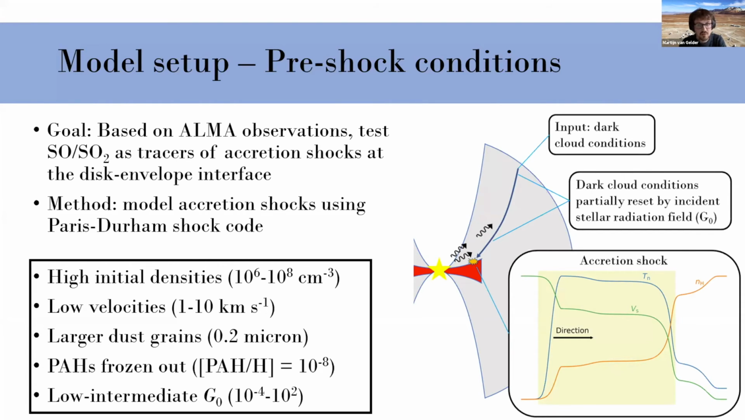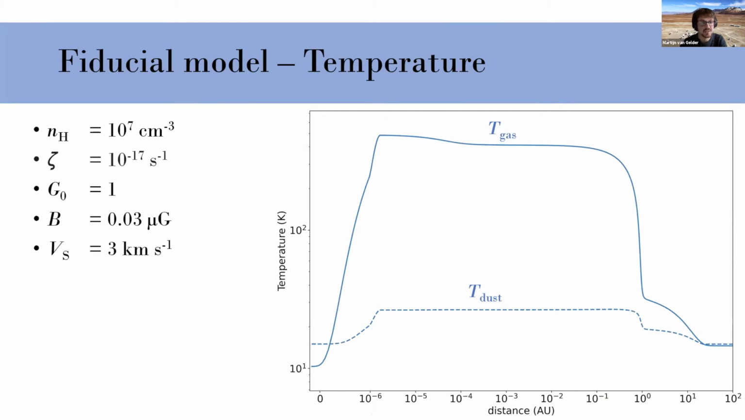Moving to our fiducial model, this is done for a typical density of 10^7, an intermediate G0 of 1, and a low velocity shock, 3 kilometers per second. We can see the characteristic shock structure that I showed earlier. At the beginning of the shock, we have an increase in both gas temperature and dust temperature, followed by the gas and the dust cooling down. It's already important to note here that our dust temperature in this model does not reach the ice sublimation.